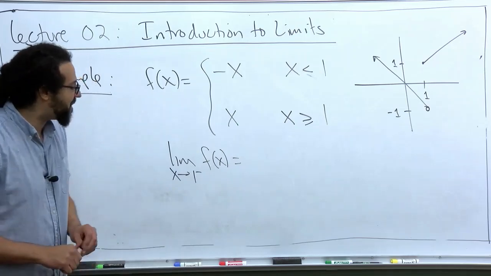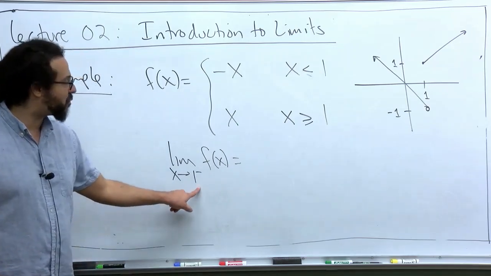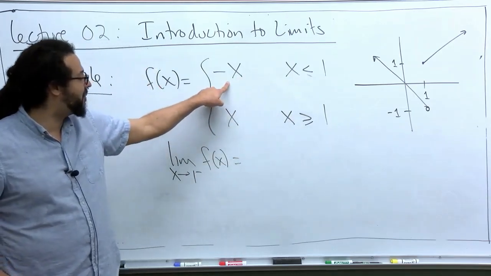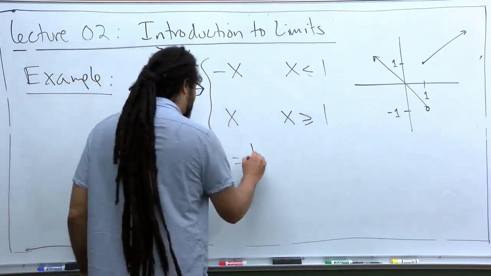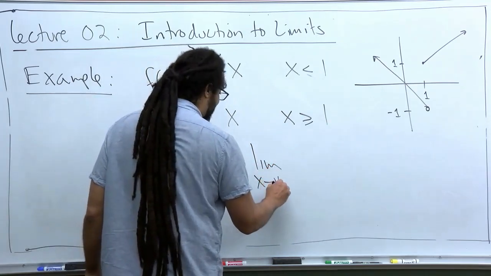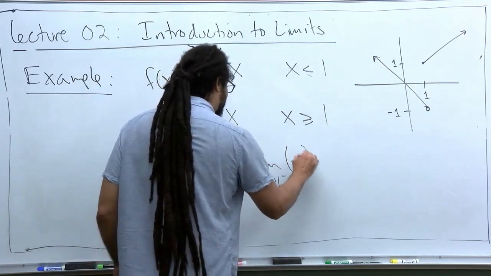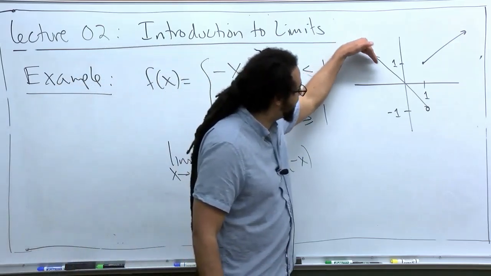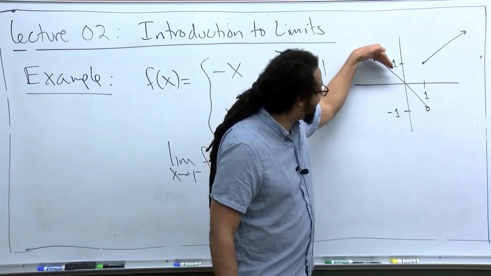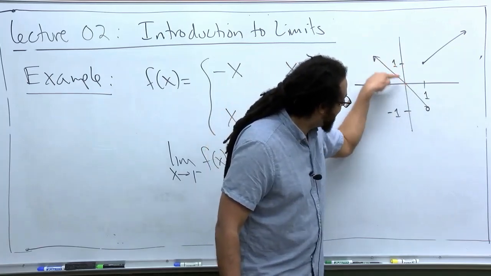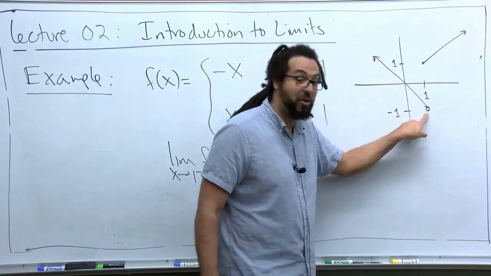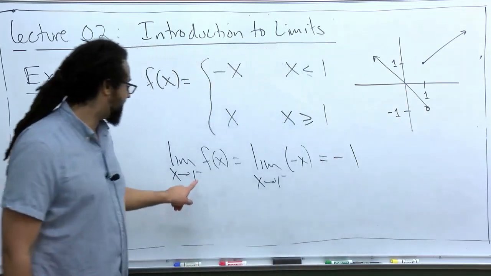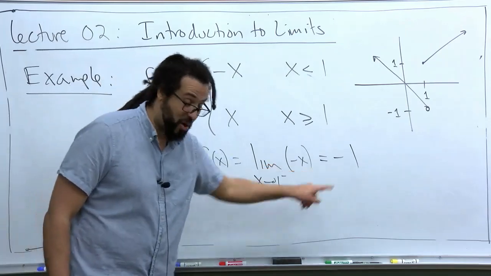right? What does the function look like to the left of 1? Well, when we are to the left of 1, it is just the line y equals negative x. So if you like, this will come in handy later to do this. Instead of writing f of x, it's really just negative x. So let's go over here and look at negative x. So as x approaches 1 from the left, the function gets closer and closer to y equals negative 1. So the left-hand limit is negative 1.